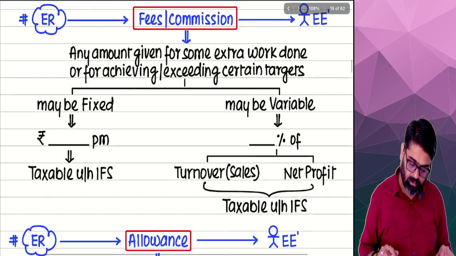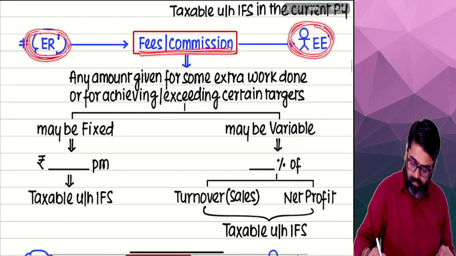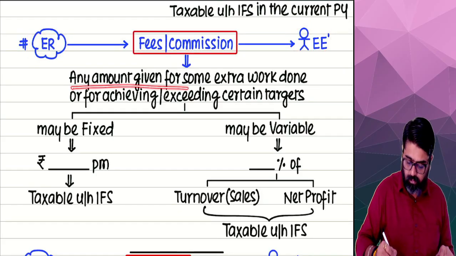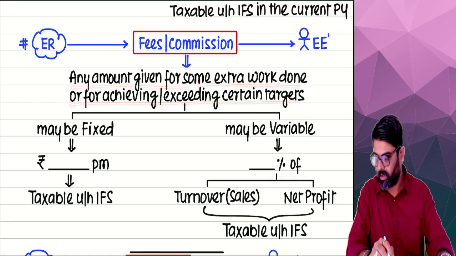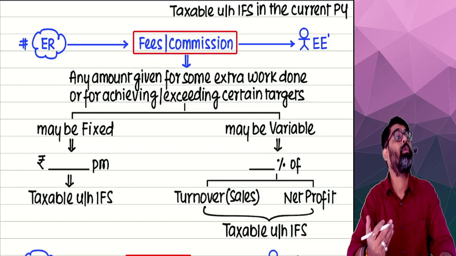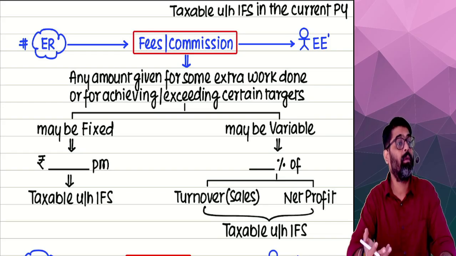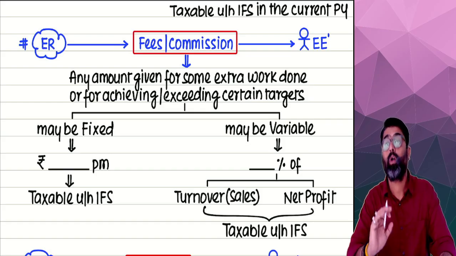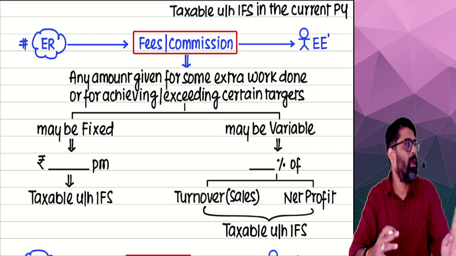Okay. Next one. See, the fees and commission given by the employer to the employee. Any amount given for some extra work done, or for achieving or exceeding certain targets. The employer had given you some targets, and you are meeting or exceeding those targets, so the employer can give you commission. Or for some extra work you are doing for your employer, which you were not supposed to do. You were supposed to do the accounting work.